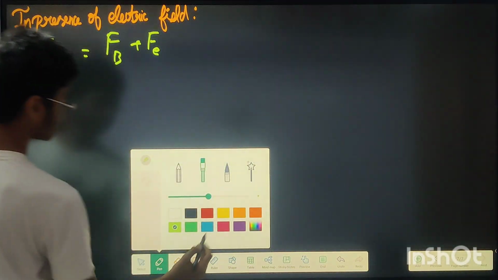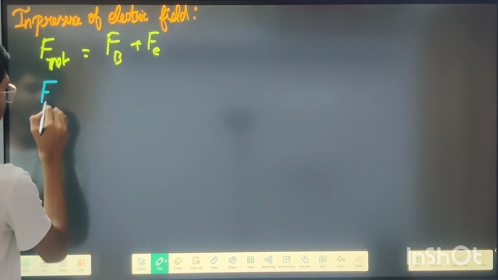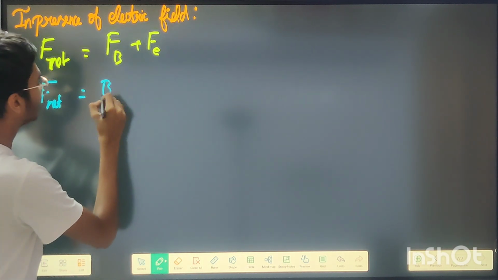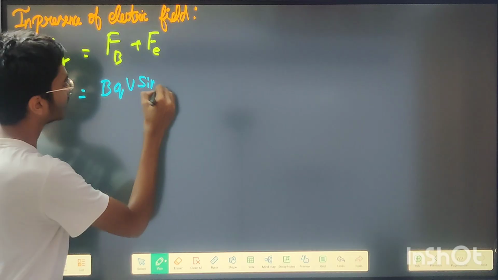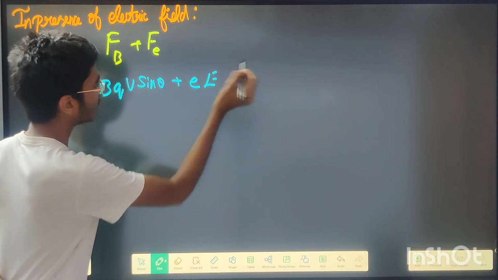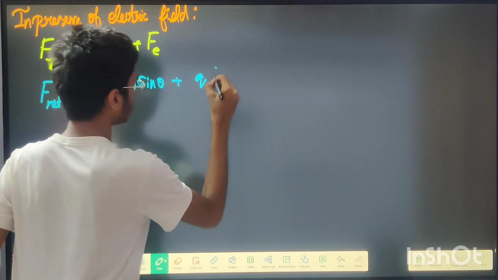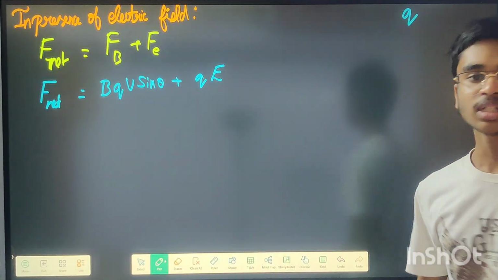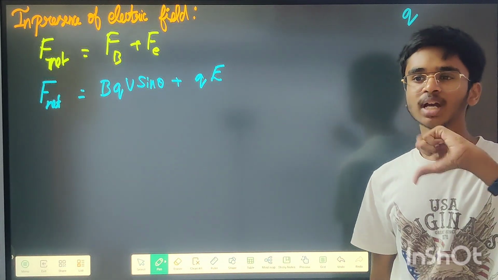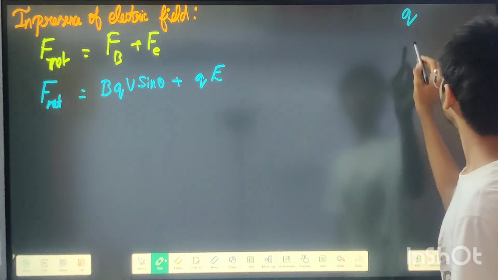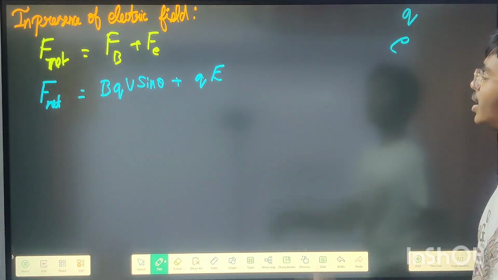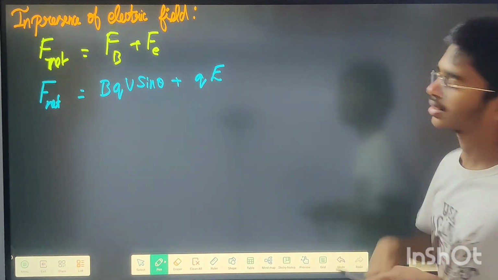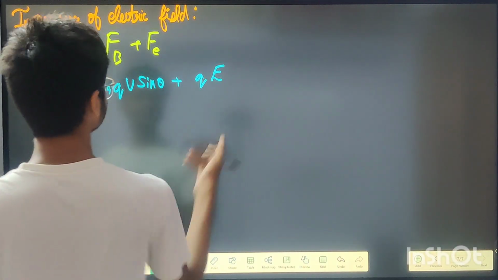Now how will it be? F net is qvB sin theta plus small e into E. Actually, you can also use q into E. I know that, I was the one who said that. You have to use this q notation for charge when the charge is at rest, and you have to use this notation when the charge is in motion. But here these two magnitudes are the same, so you need not use your e.